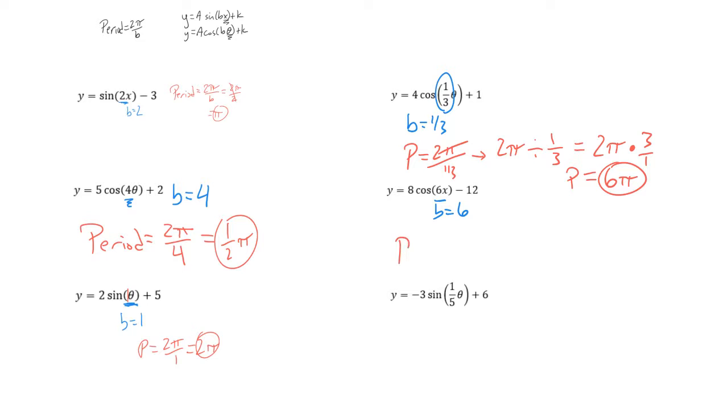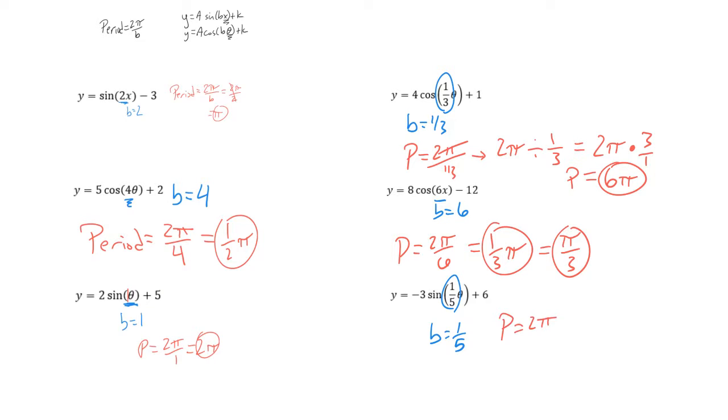So if I do period equals 2 pi divided by 6, 2 sixths simplifies to 1/3. So it's 1/3 pi, or you could write it as pi over 3, same thing. And then this last one, my b equals 1/5. So it's a fraction again. That means when I do period is 2 pi divided by 1/5, it turns into a multiplication problem, and the period would be 10 pi. So that's period. That's a quick way to do it.